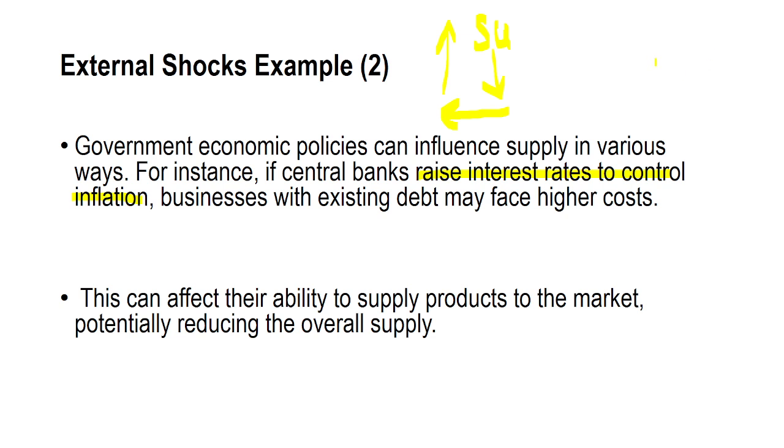If the government economic policy is favorable or the interest rate is decreased, the amount of supply quantity is increased, and we show this increase by shifting the supply curve to the right.